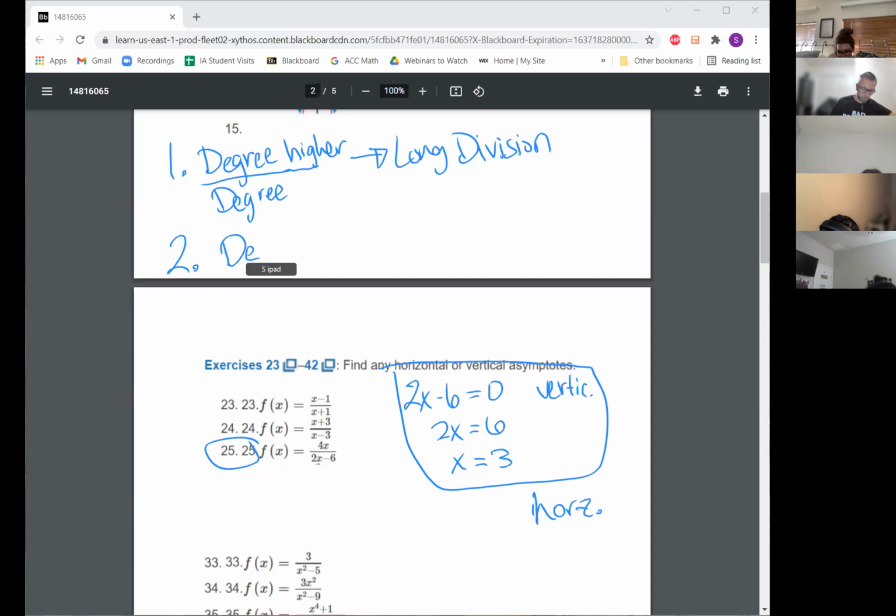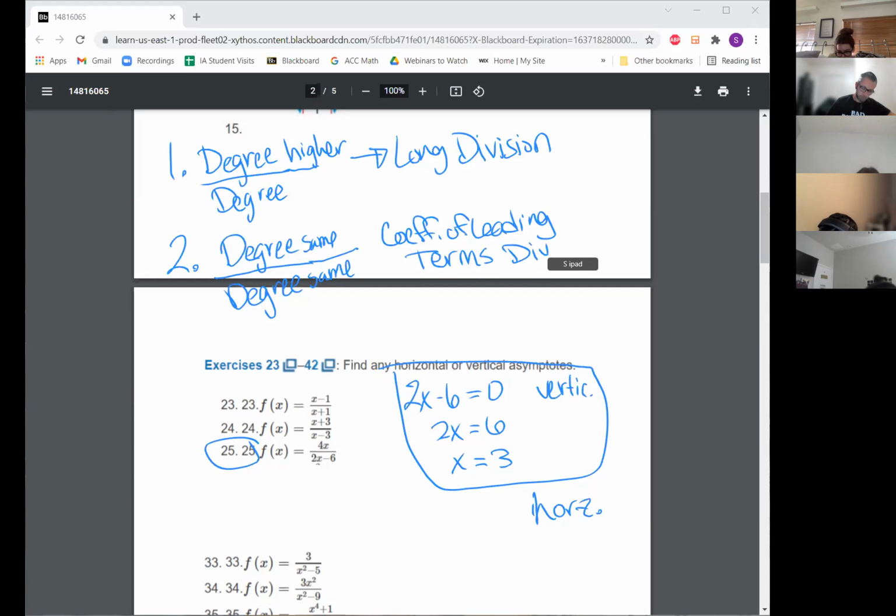If the degrees are the same, the degree on top and the degree on bottom is the same, so I'll just write same, same. Then we take the coefficients of the leading terms and we make that a fraction. So we take the coefficients of the leading terms and divide them.